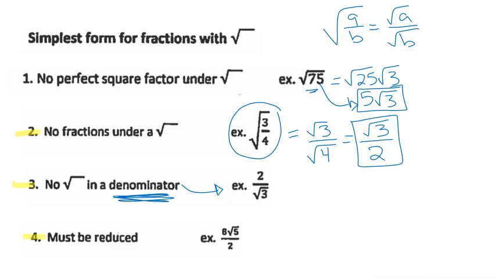For number 3, again, kind of goes with number 2. We can't have any radicals in the bottom part. And so what we do to kind of undo that process is we multiply the radical on the bottom by itself. And really we're kind of using the product property here, because what happens is if I multiply two radicals, I could put the numbers under the radical under the same radical.